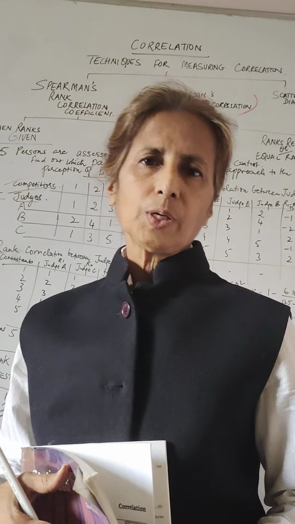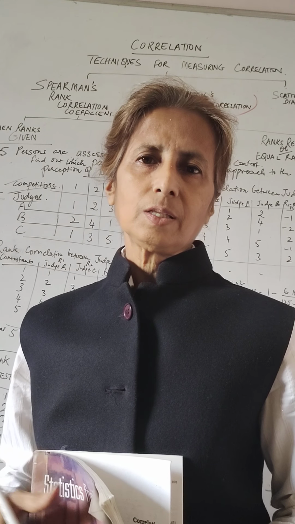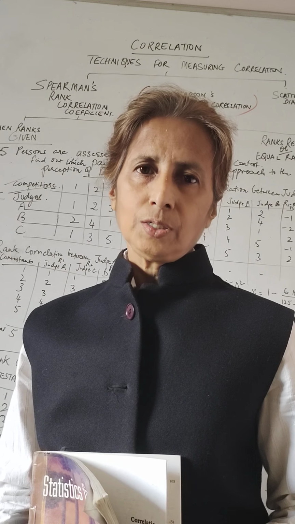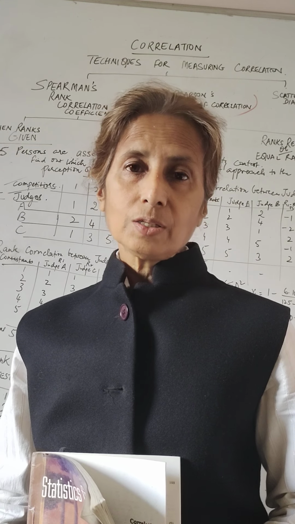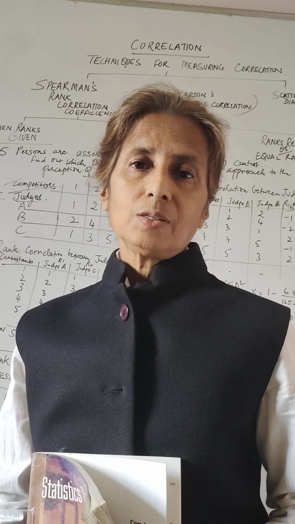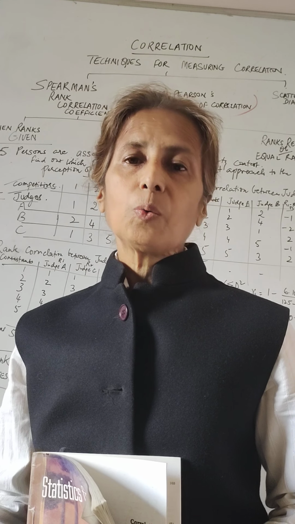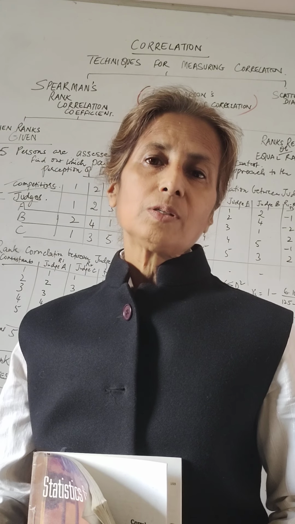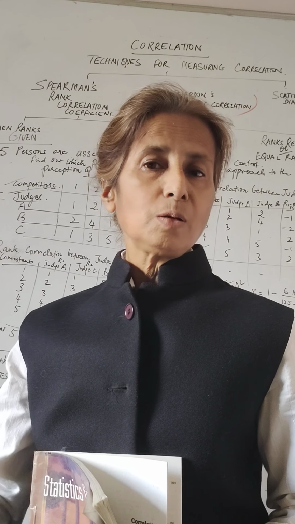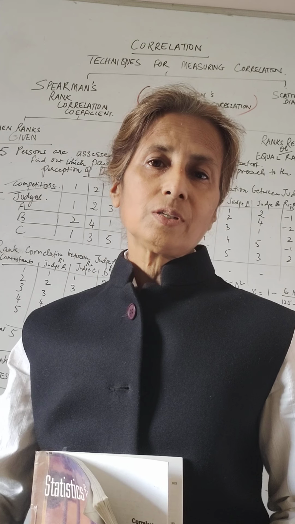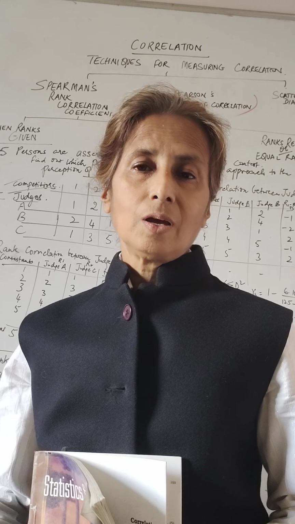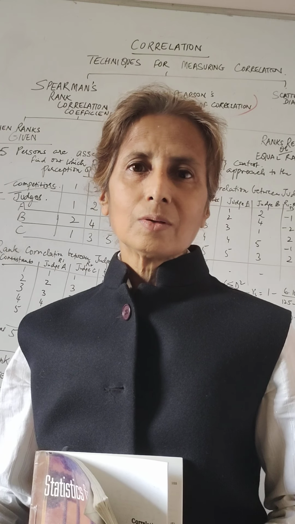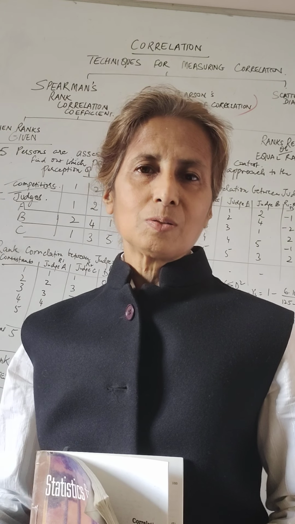In continuation with correlation, which we did in the last class, we were doing Spearman's rank correlation. Now, what is correlation? It is the relation between variables, how they react to each other. If they go in the same direction, then it is positive. If they're going in opposite directions, it's negative, and if they don't agree at all, it's no correlation.